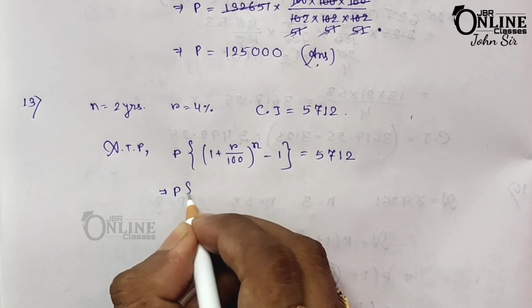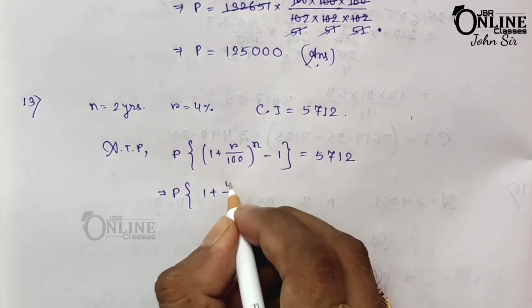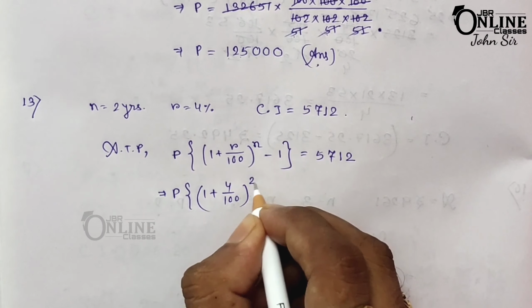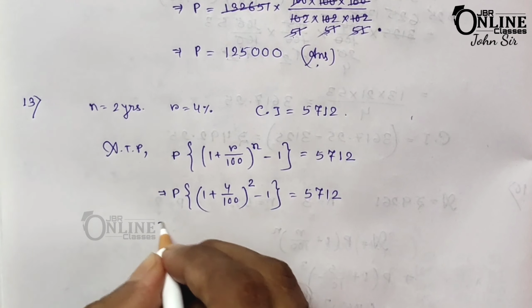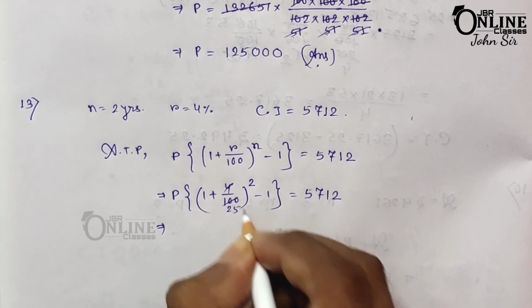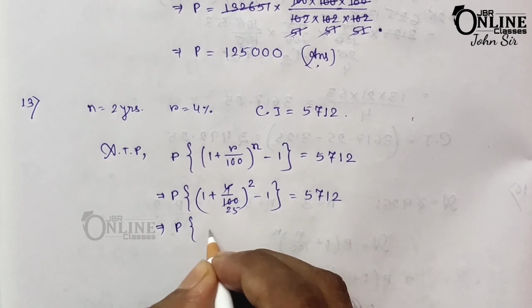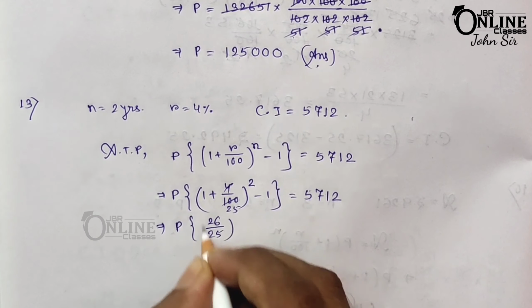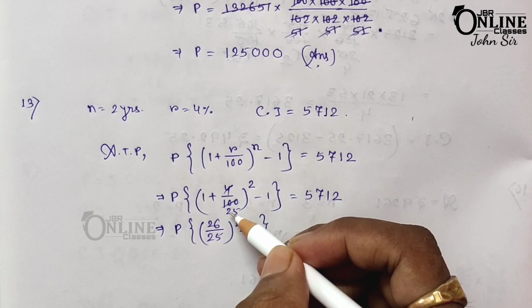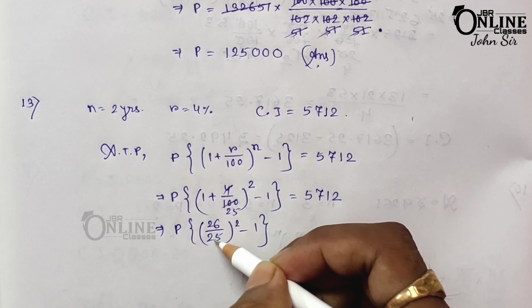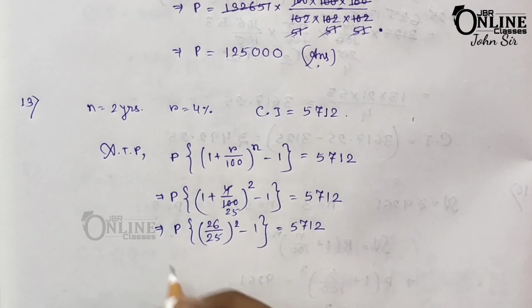Now here P, and 1 plus R means 4 by 100, whole to the power 2 minus 1, equal to 5712. Now 4 cancels with 100, giving 25, so 25 plus 1 means 26. So 26 by 25 whole square minus 1, as 1 plus 1 by 25 after addition you will get 26 by 25, equal to 5712 clearly.